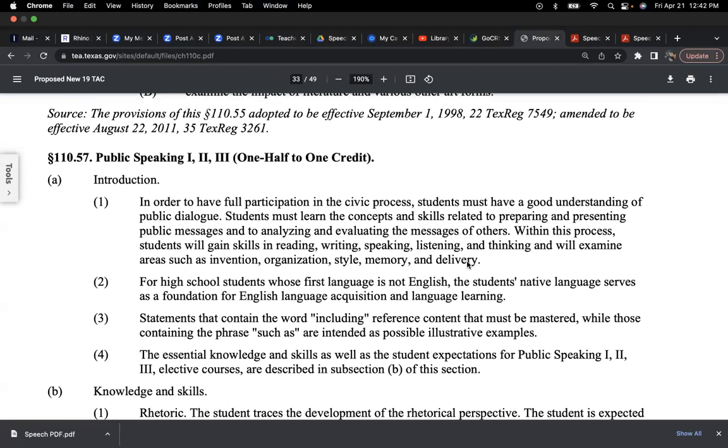Students must learn the concepts and skills related to preparing and presenting public messages. So we want them to be strong, to be able to create, to have an idea and a message themselves, and to analyze and evaluate the message and its effectiveness on different audiences, why that matters, and how when you're speaking to different audiences, you have to change your message.